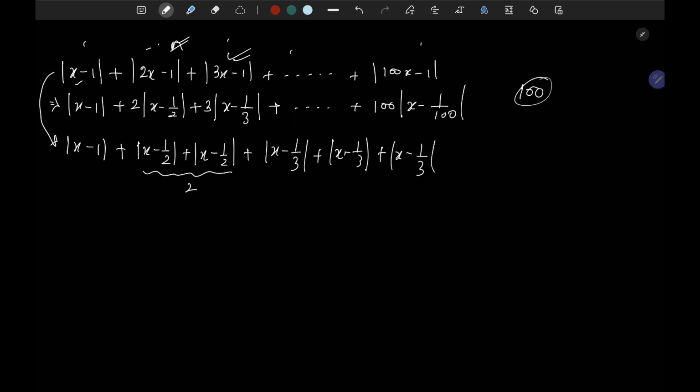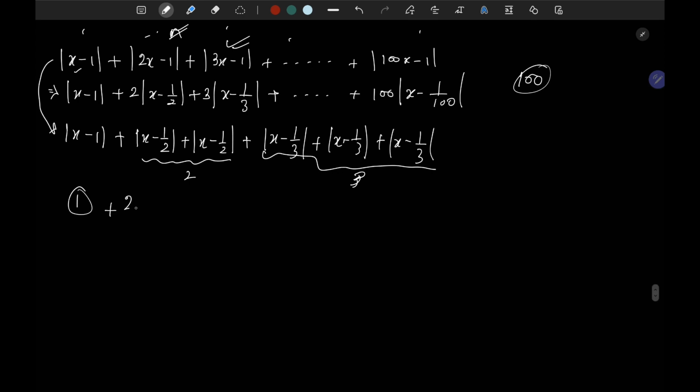And it will go on. Total number of terms are 3 and it will keep going on. For the next term, which is modulus of 4x minus 1, we would have 4 terms and each term will be modulus of x minus 1/4. You can visualize it, I guess. So the total number of equivalent terms, better to say, in this function is 1 plus 2 plus 3 plus 4 dot dot dot 100.